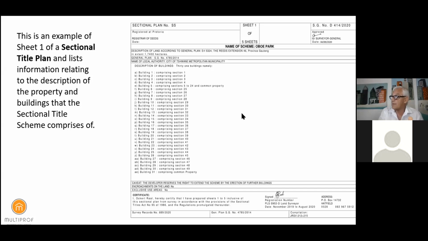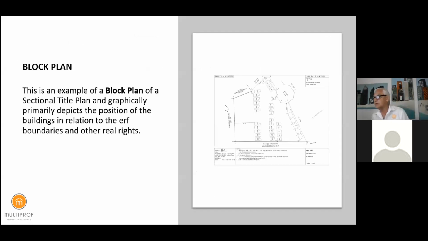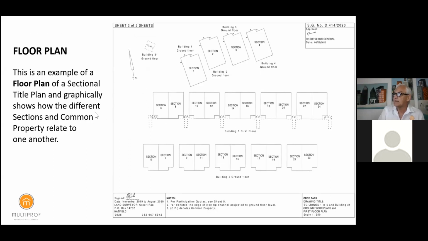Now we can get the sectional title plan as well from council, or from the website, and it will indicate the different pages. The first one is the block plan, indicating all the structures on the property. Secondly, and I think that is where it's becoming important, you are only selling your section. Let's say it's section 6. That is what you're selling.